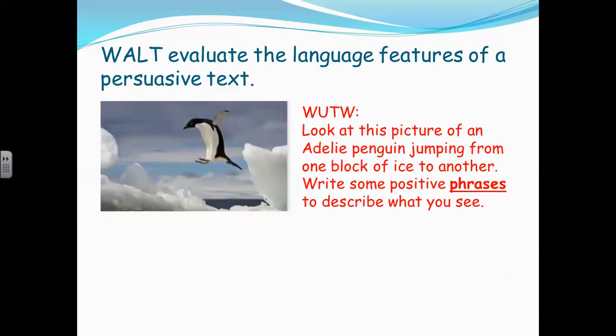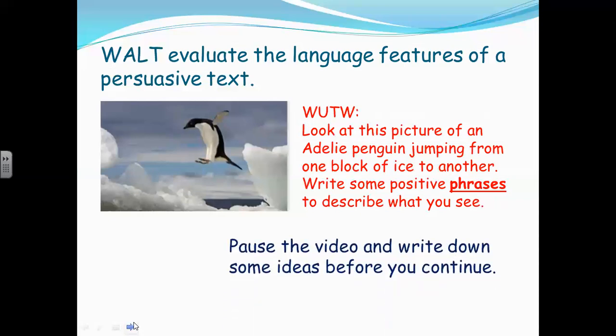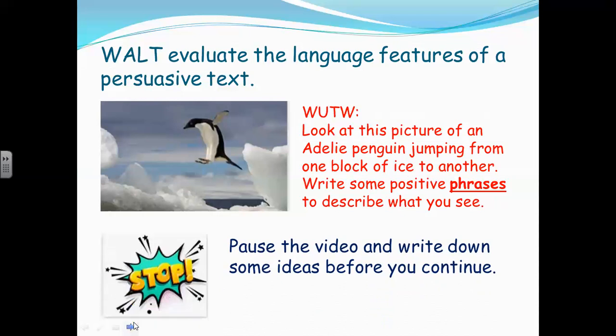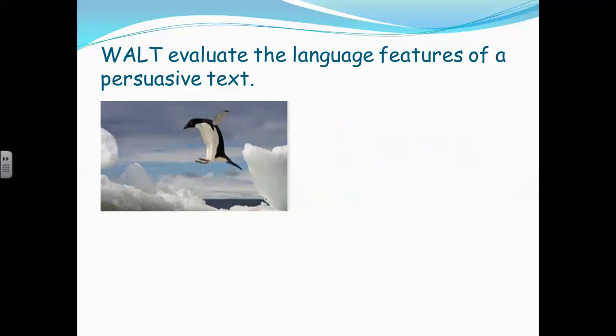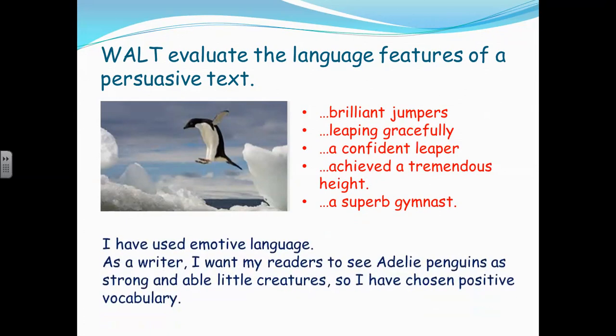We're going to start the lesson with a warming up the word activity. Look at the picture of an Adelie penguin jumping from one block of ice to another. Write some positive phrases to describe what you see. Pause the video and write down some ideas before you continue. Okay, let's have a look at some that I thought of. Brilliant jumpers, leaping gracefully, a confident leaper, achieved a tremendous height, a superb gymnast.